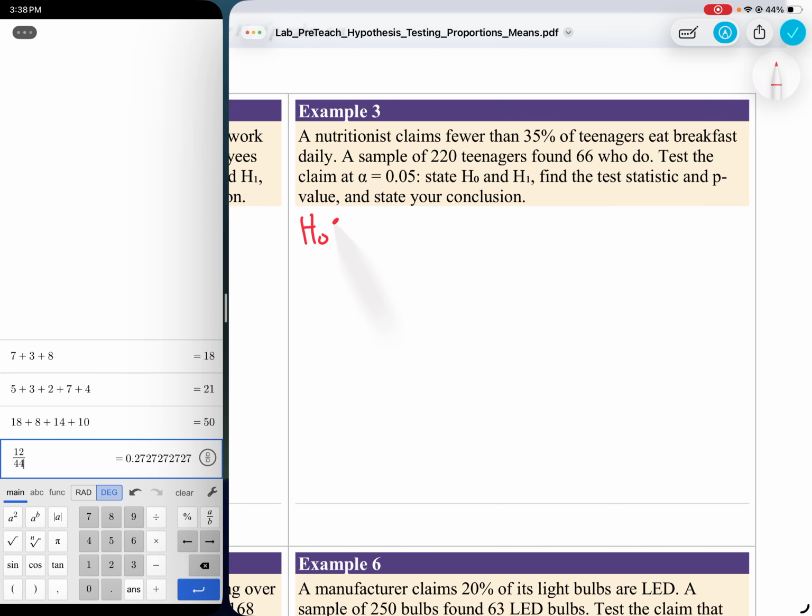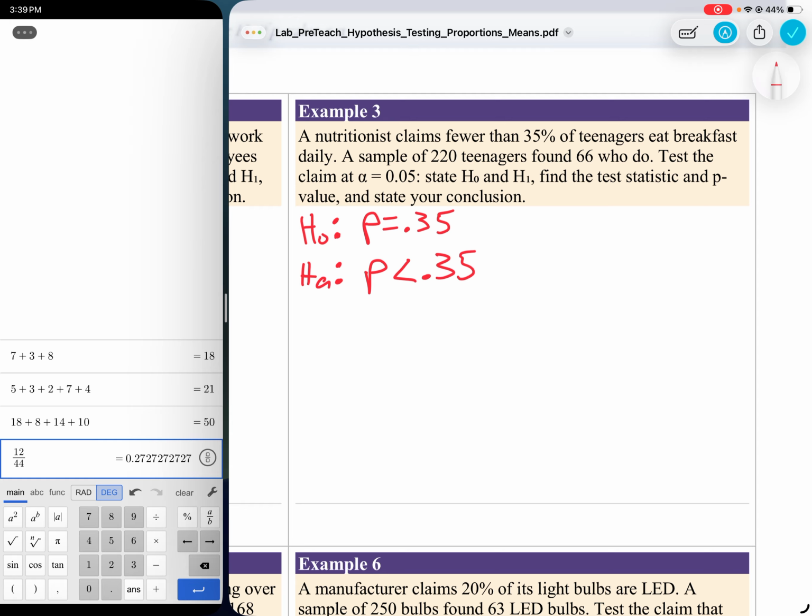So step 1 is we need to build our hypothesis statements and determine the tail. So a nutritionist claims that fewer than 35% of teenagers eat breakfast. So our actual, what we think is true right now, is that the proportion of teenagers who eat breakfast is 0.35. This nutritionist believes that it's actually smaller than that. So what we believe right now is that it's at 35%.